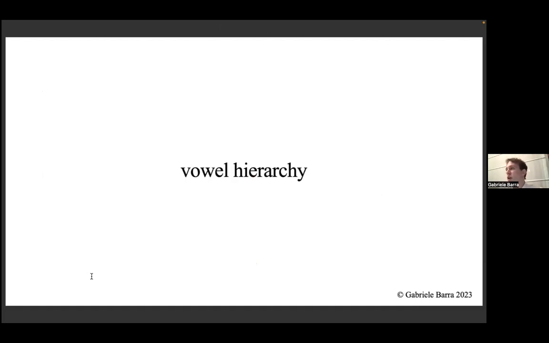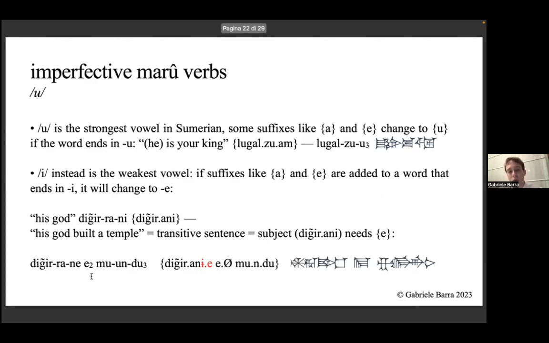The last thing we're going to talk about is vowel hierarchy. What does that mean? Well, in Sumerian, unfortunately, not all vowels are created equal. Some vowels are stronger than others. That's why some prevail in some contexts over others. So U would be the strongest vowel.